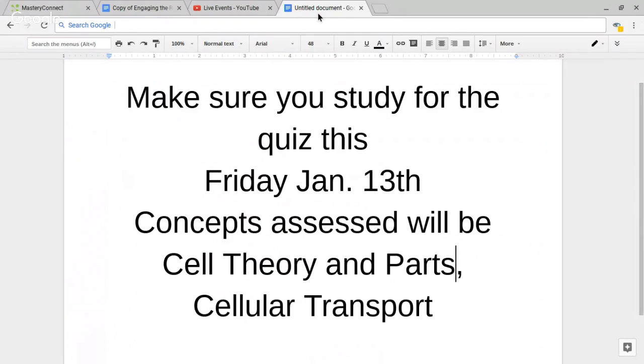Bacteria cells, remember, are an example of prokaryotic cells, and they do not have a nucleus. They will have a cell membrane. They can reproduce, usually through asexual reproduction, and they do have a method of locomotion.